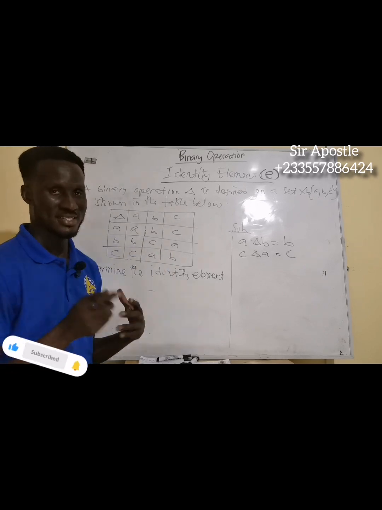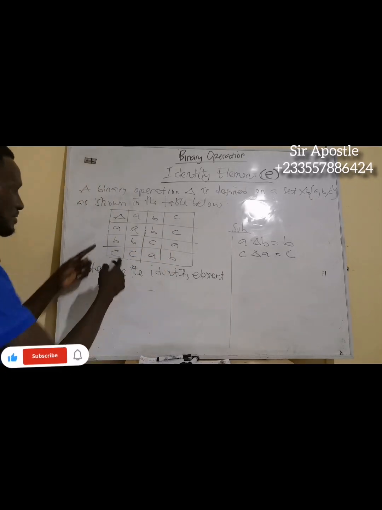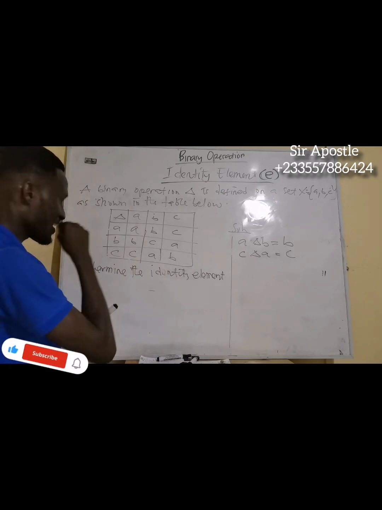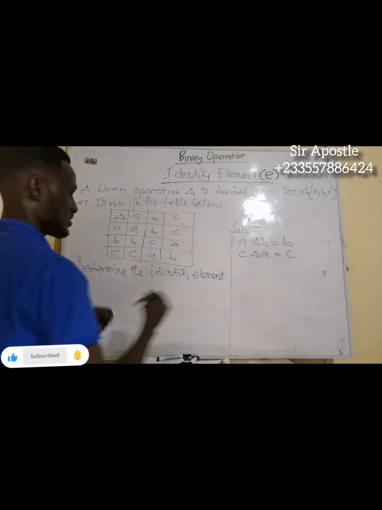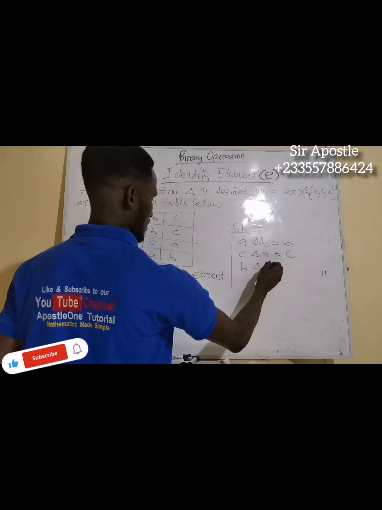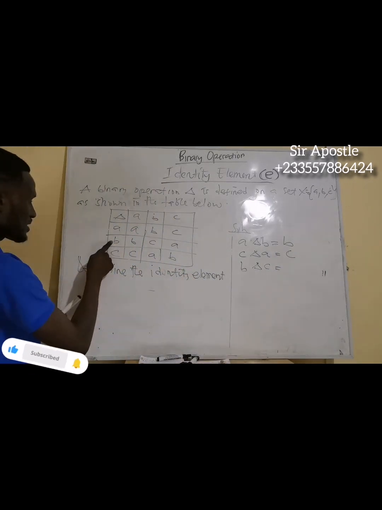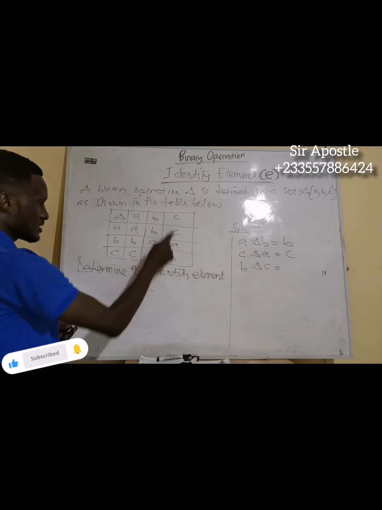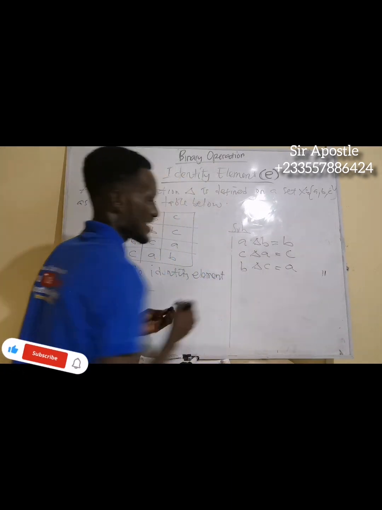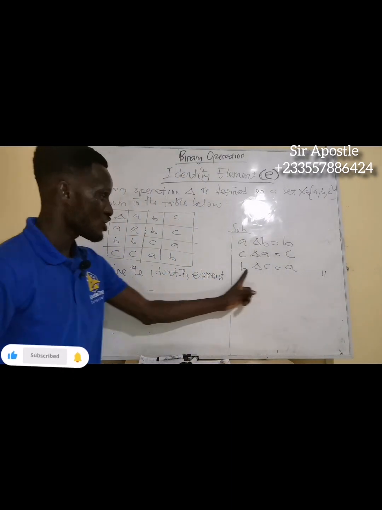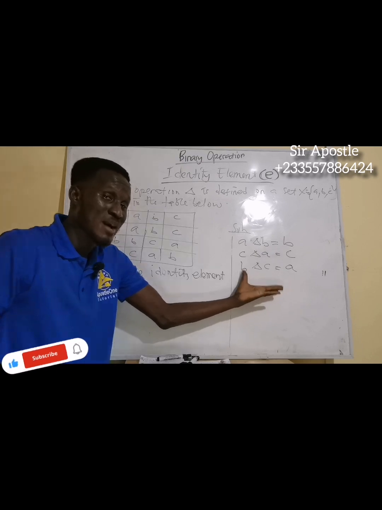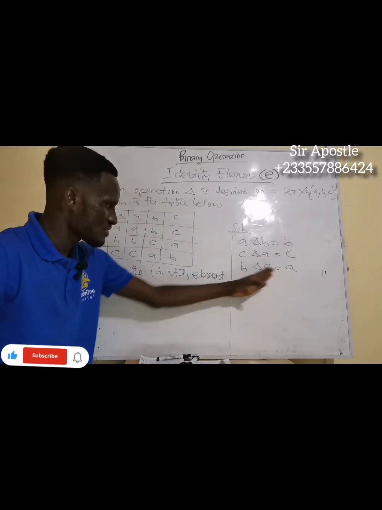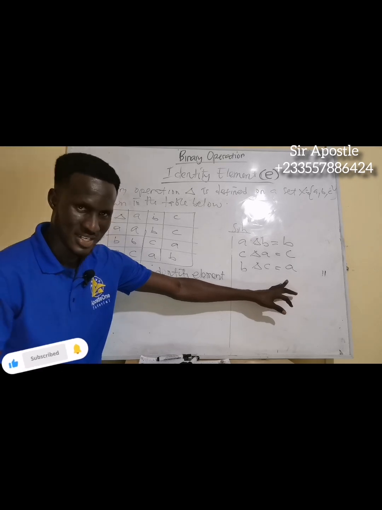Let me combine B and C and see what is going to happen. Either BC or CB. So let me say BC. Now on the table, B operation C is giving me A. Now, per our definition for identity element, if B operation C is giving me A, what can you say about B and C, which one is the identity element? It is not giving me B, so C is not an identity element.